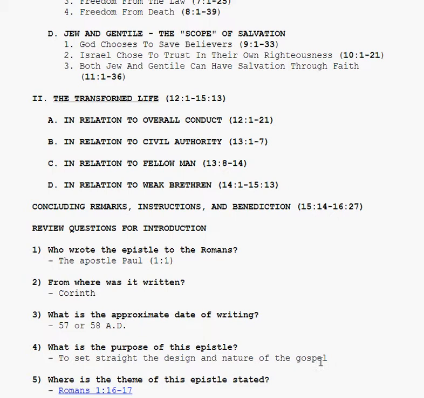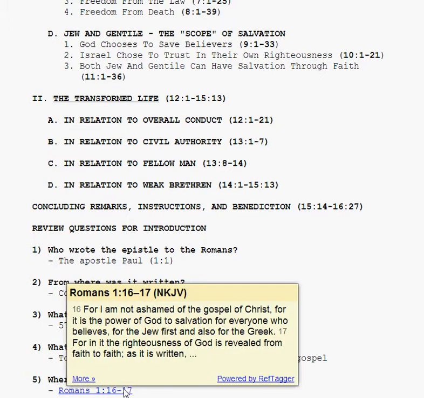So to understand the gospel, Romans is key, and the theme of the epistle was stated in Romans 1:16 to 17, which once again reads, and I love the King James Version, "For I'm not ashamed of the gospel of Christ, for it is the power of God to salvation for everyone who believes, for the Jew first, and also for the Greek. For in it the righteousness of God is revealed from faith to faith, as it is written."